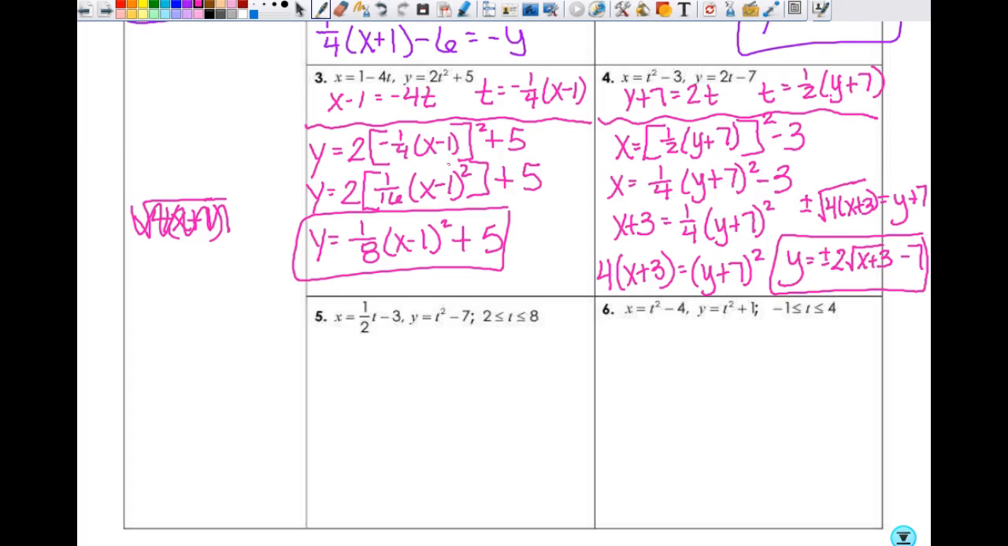All right. So, okay. Oh, we would. Thank you. I got distracted. We have to do the domain on this one, right? Because I got a square root. Because what cannot happen under the square root?